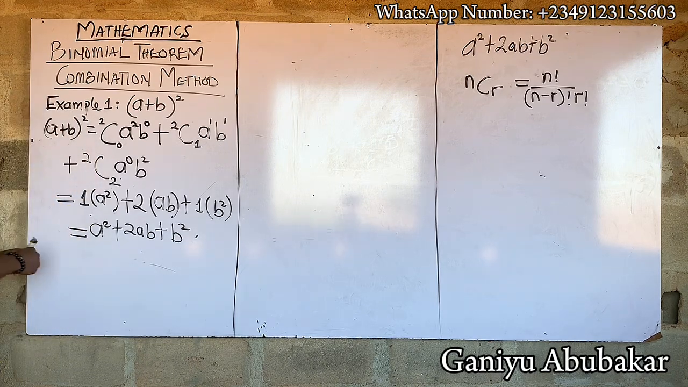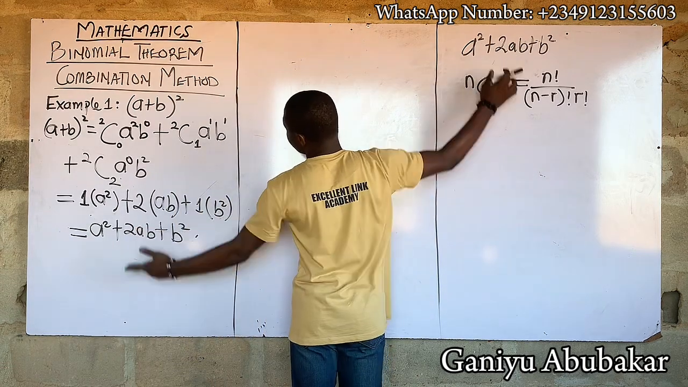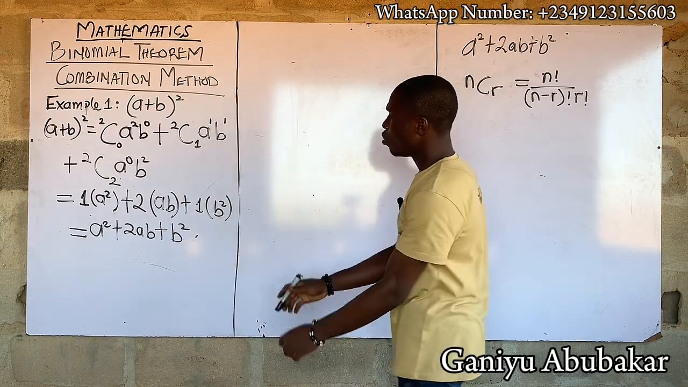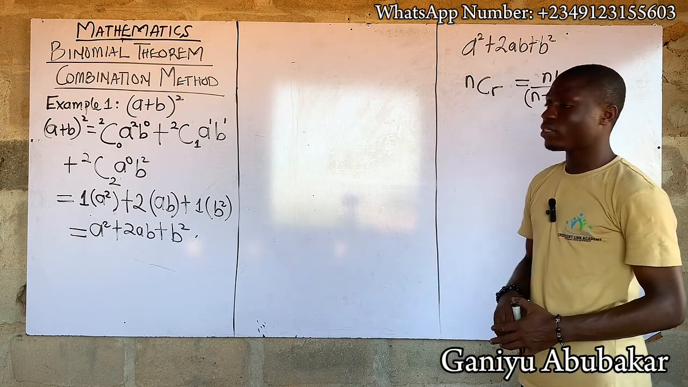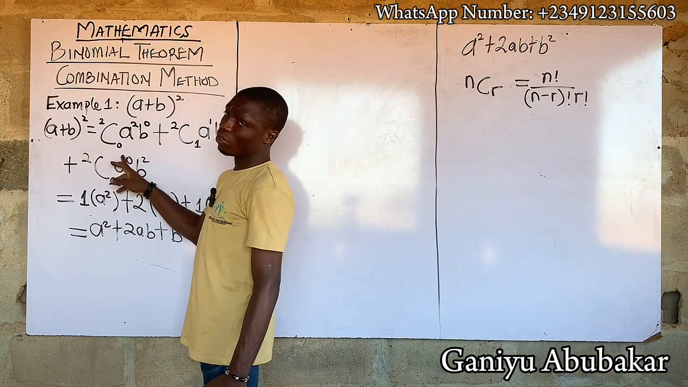Observe that my answer is similar to what I'm having here. So that becomes how to use your combination method, right? So you should know how to punch 2 combination 0, right?